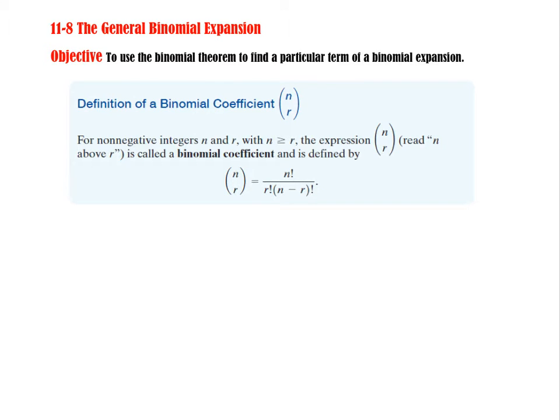In lesson 11.8, we're going to talk about the general binomial expansion. So what we really do is look at Pascal's triangle in a different way, looking at each term of the triangle as a binomial coefficient. A binomial coefficient is in that notation you've seen before, n choose r, which is n factorial over (n minus r) factorial times r factorial. So that's called a binomial coefficient.